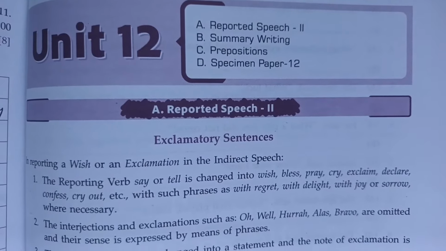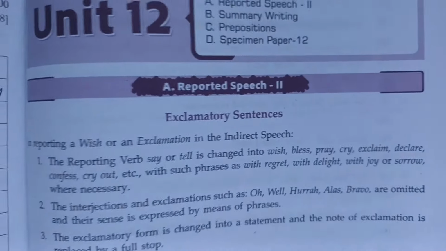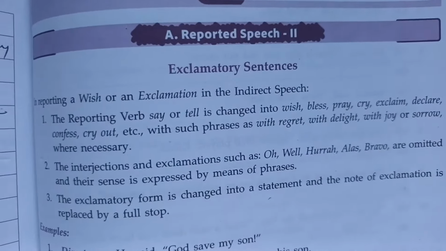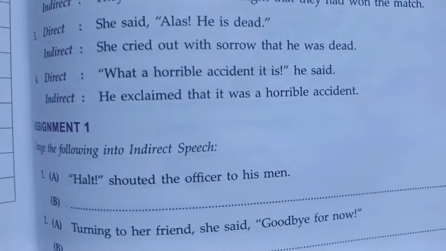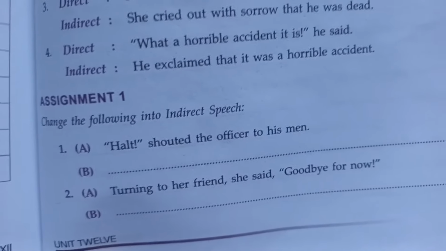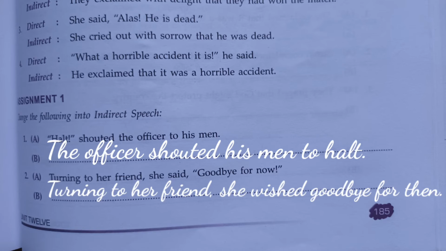From Total English Book. So here I am not going to explain the rules and regulations, but only provide you the solutions. So here is the assignment 1. Here you have to change the following into indirect speech. So the first one, "Halt," shouted the officer to his men.